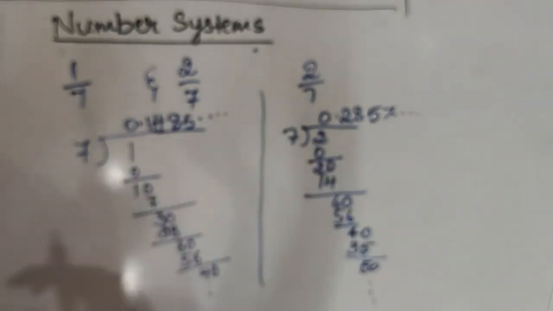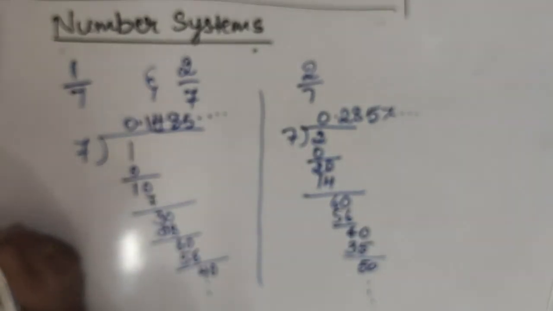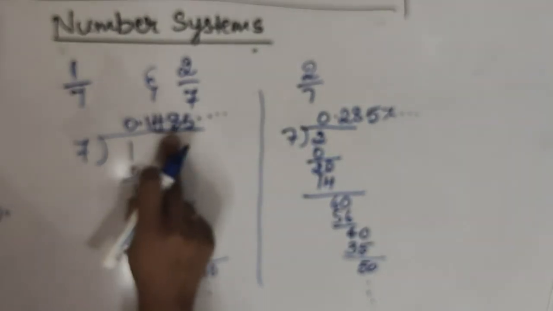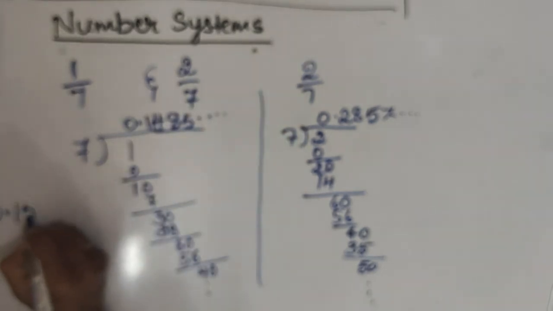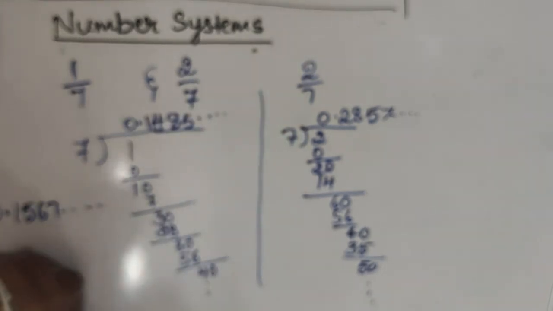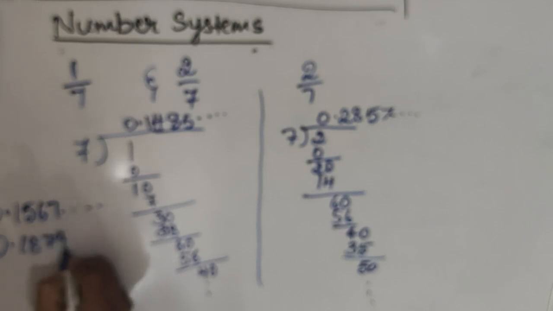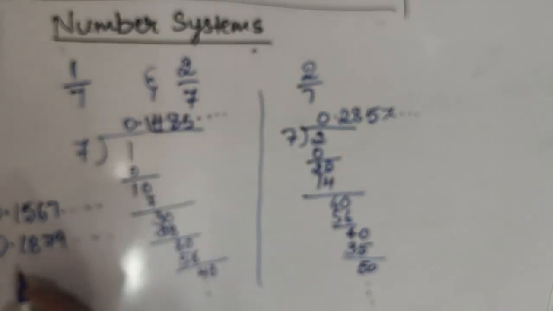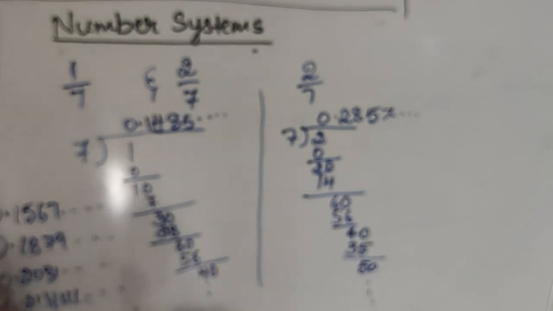In between, what numbers come, everything you write and leave. 0.1485 and after that any number you can write, 1567 like this. 0.187, any number, but it must come in between this, that's all. 0.2031, any number you can write, no problem. 0.21111, 0.256. How many numbers you want? A lot of numbers you will get. So this is one more problem.